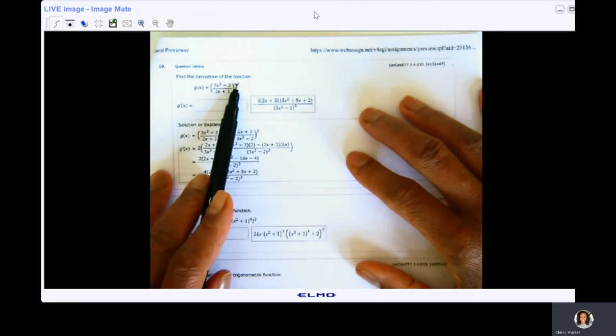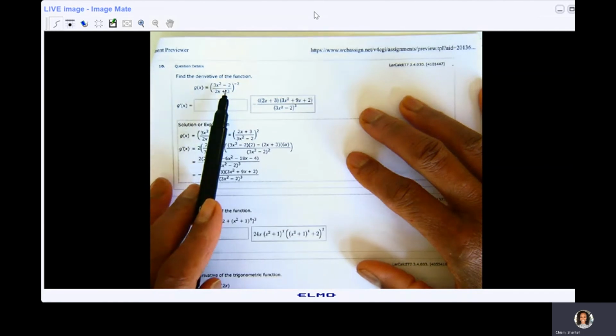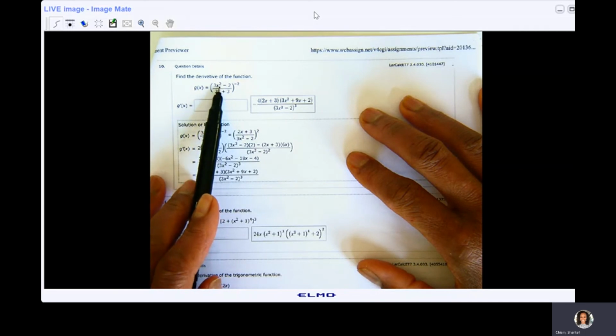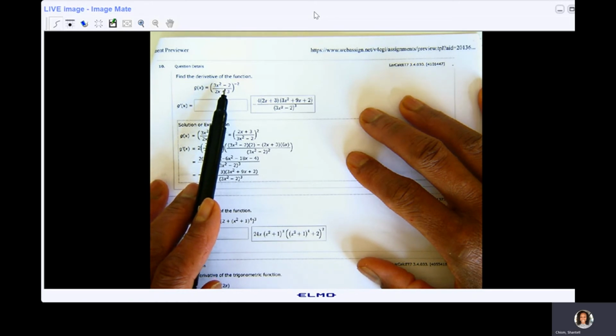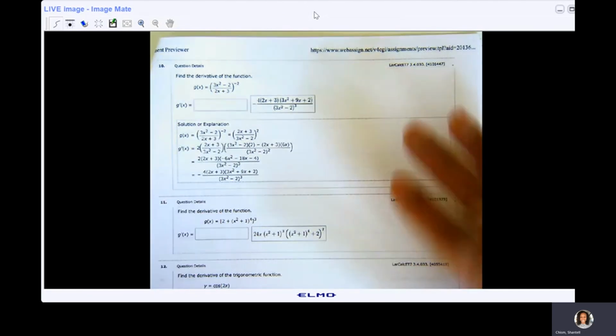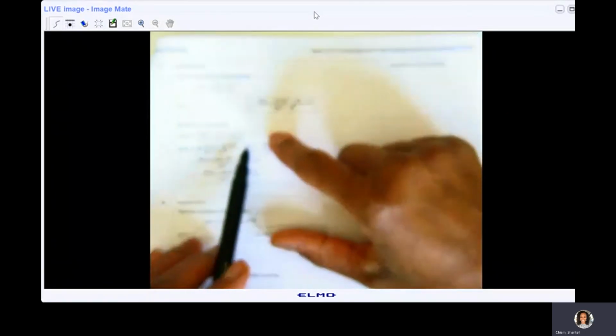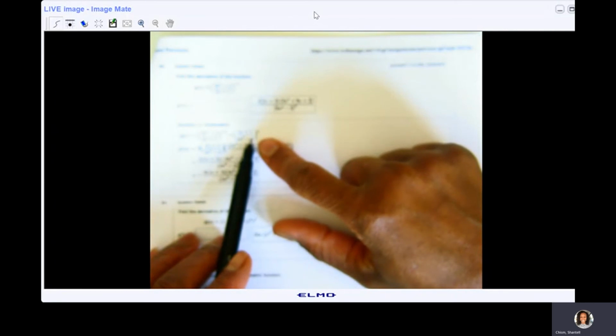You would be applying the chain rule for the outer function, and then notice the inside function is a rational function, so then you would have to apply the quotient rule on the inside. Remember the quotient rule says bottom times the derivative of the top minus the top times the derivative of the bottom, all over the bottom squared. So you would have to do all of that. Let me show you what I mean here.